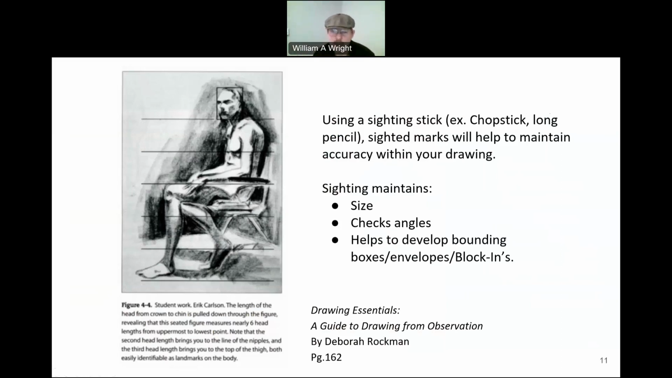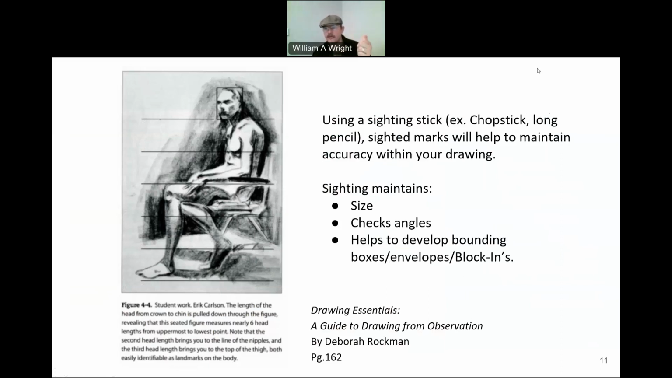You kind of tracking with me and seeing this, and you use all these ideas. You size things, you check angles, you develop bounding boxes, envelopes, all that kind of stuff, and do it all to block in and kind of get your general shapes, okay? And you can do this.